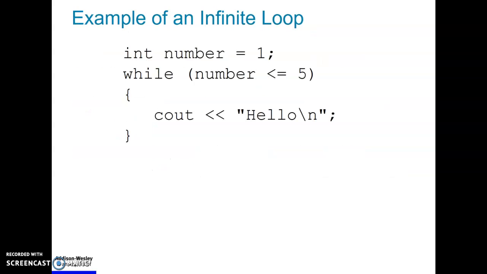So here is an example. Number is equal to 1. And so is 1 less than or equal to 5? Well, yes, it is less than or equal to 5. So it's going to execute the body of the loop. But there was no way of changing number in the body of this loop, so number will always stay 1, so it will forever print hello until it could eventually just crash the computer.